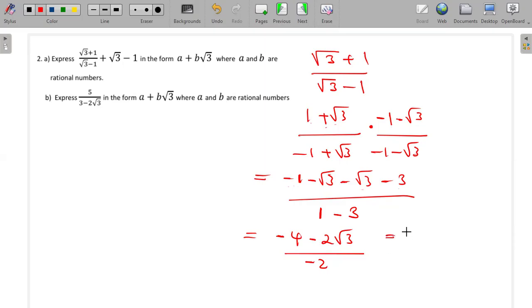Then you can divide by the negative 2. That gives us 2 plus, negative 2 divided into negative 2 is 1, and it needs to be positive, then root 3. So this is what we get for the first part. Then we just add these other parts there.